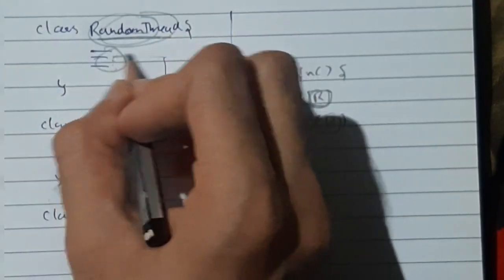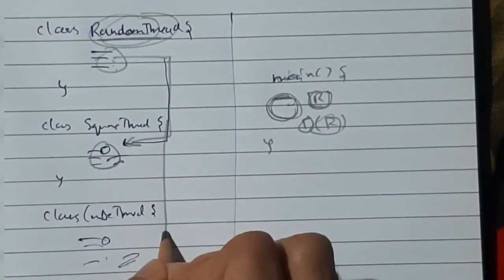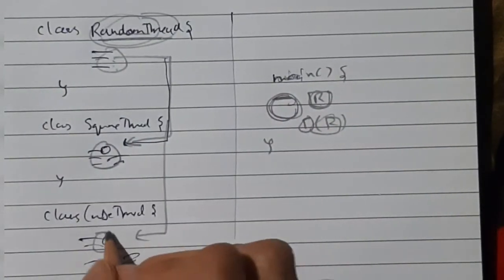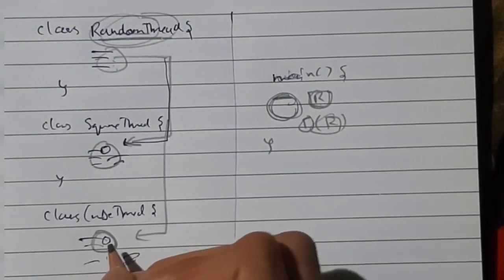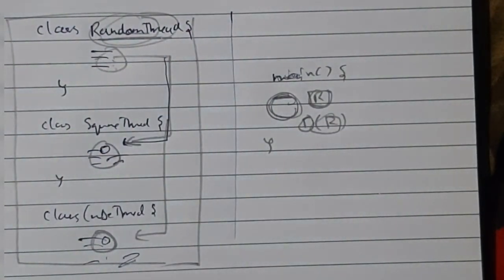After that it will come here, it will find out a random integer, and it will print the value. Then this will send the random integer to the square thread, which will square the value and print, and then it will pass on to the cube thread also, which will cube the value and print, and that's it for this program. So let's see how to do that in Java.